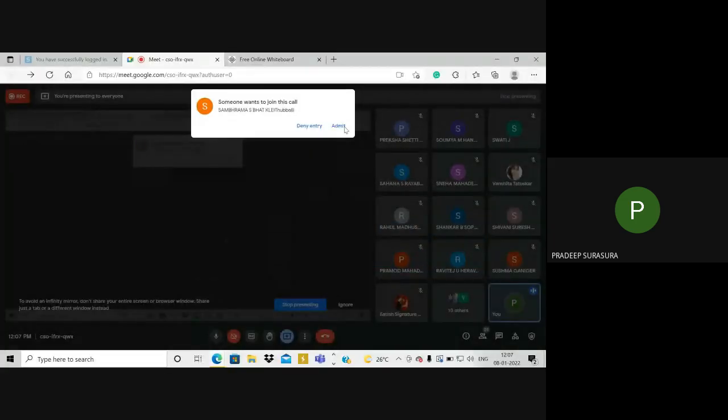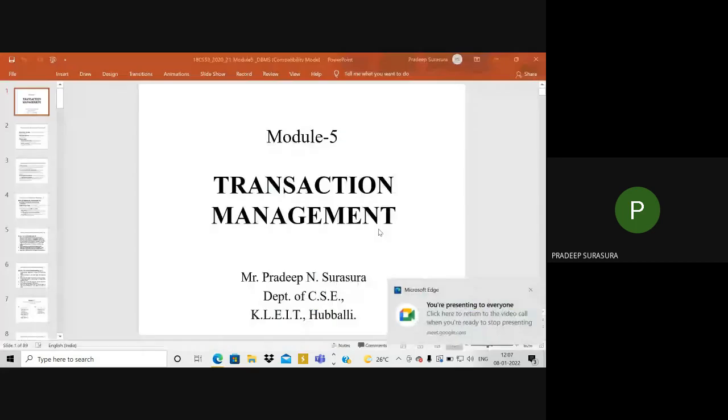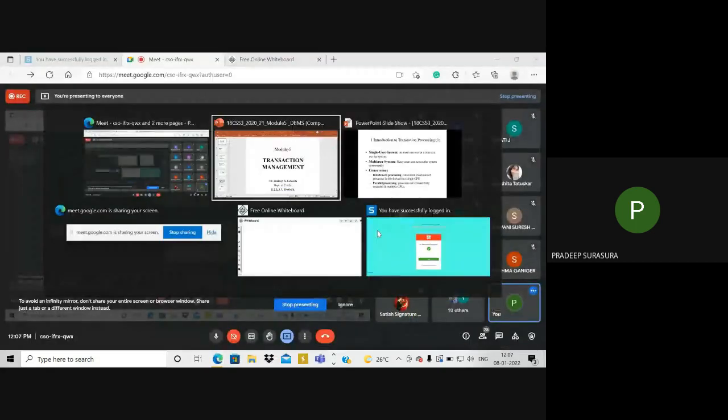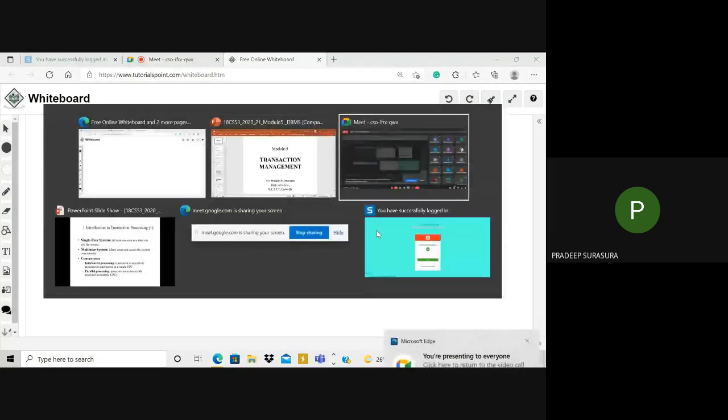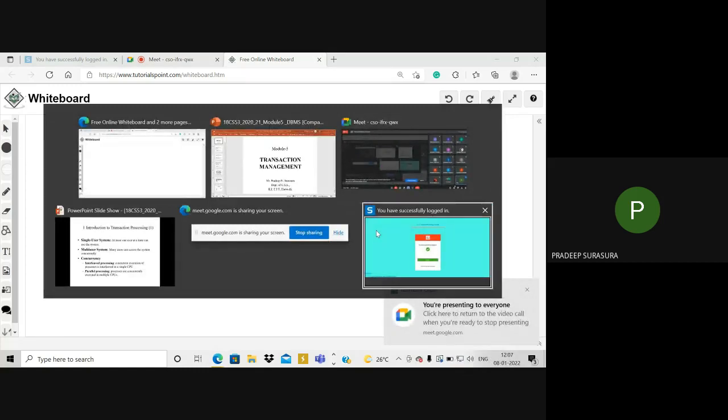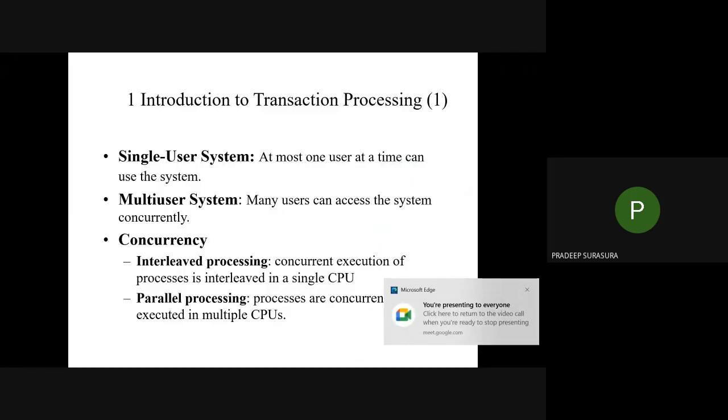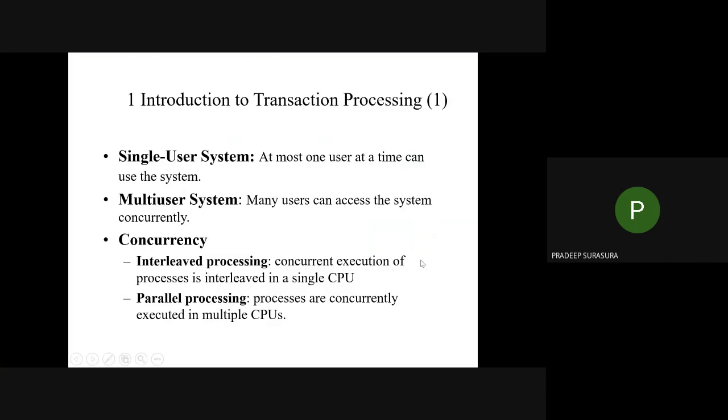If you're just making a note, you can just have a note. So what is actually a transaction?